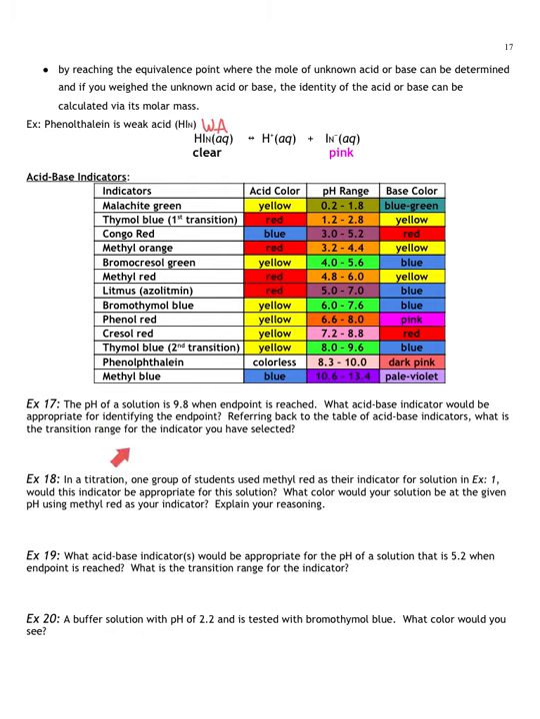Let's go ahead and understand how indicators work and answer these questions. It says here in example 17, the pH of a solution is 9.8 when the endpoint is reached. What acid-base indicator would be appropriate for identifying the endpoint? So I go to the pH range and find indicators that hit that range of 9.8. Phenolphthalein obviously hits that point. I'm going to keep going until I find any other ones that hit that point. It looks like that's the only one. So I'm going to choose this indicator, phenolphthalein.